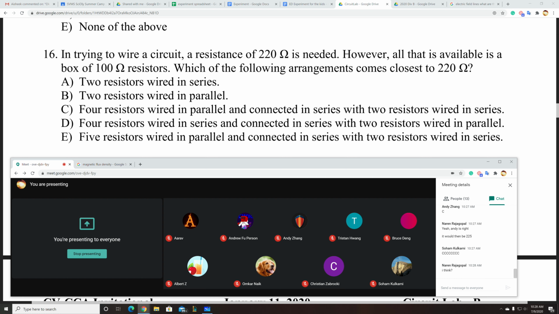It's wrong, Sahom. That's not C. I'm telling you guys straight up, it's not C. It looks right, but it's not right. 225 isn't the closest. You can get on the dot 220.